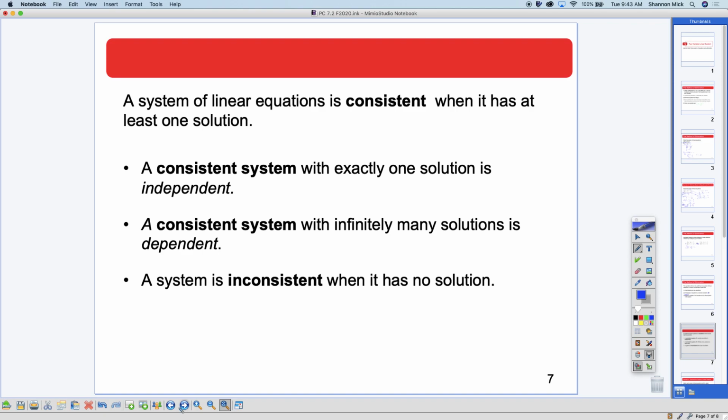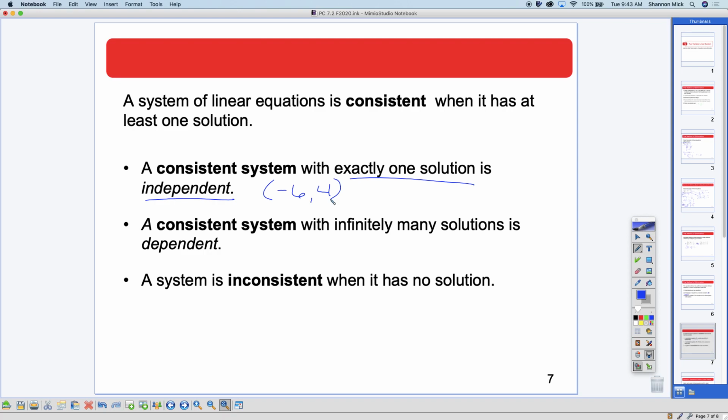A consistent system with exactly one solution is independent. One solution means -6, 4. That is the one place that they intersect, because if I drew the picture right, they'd be intersecting there. So it's called an independent solution.